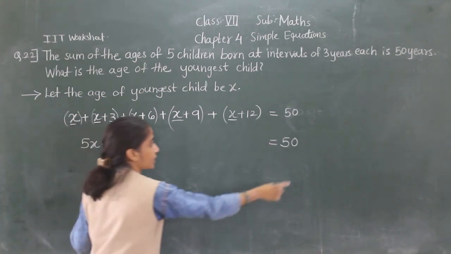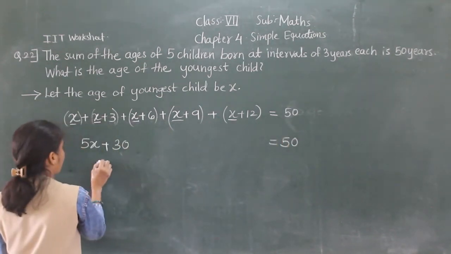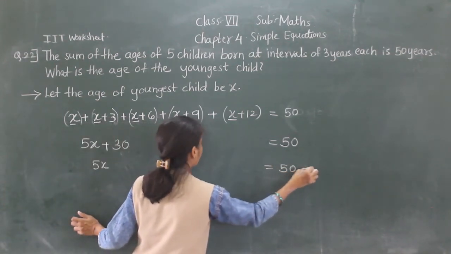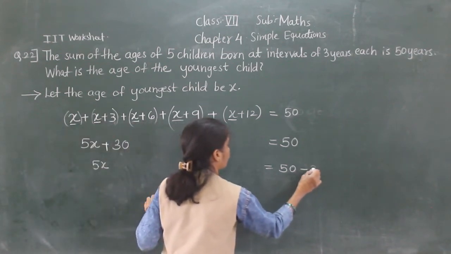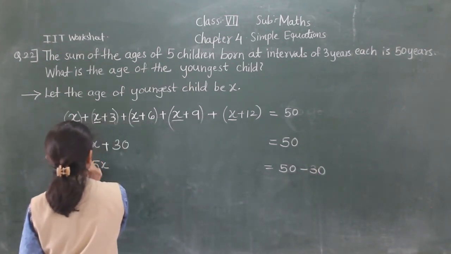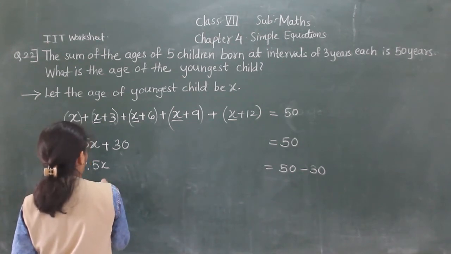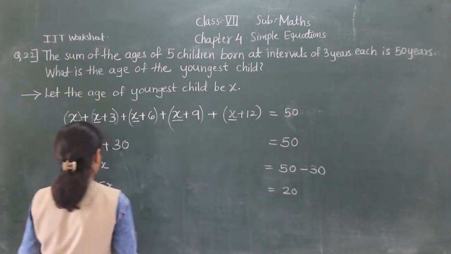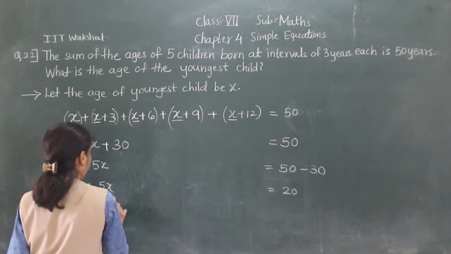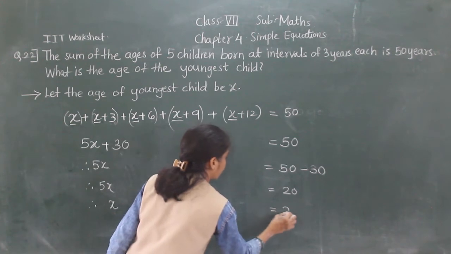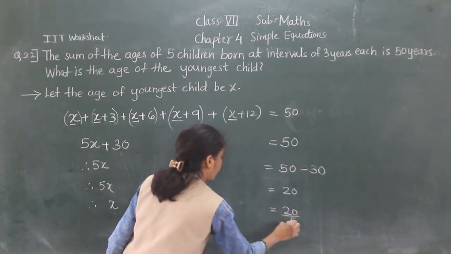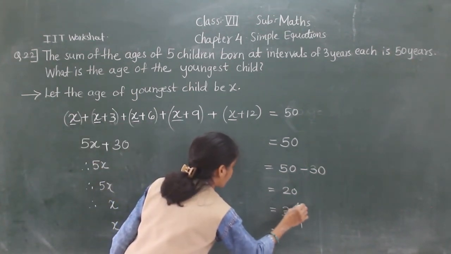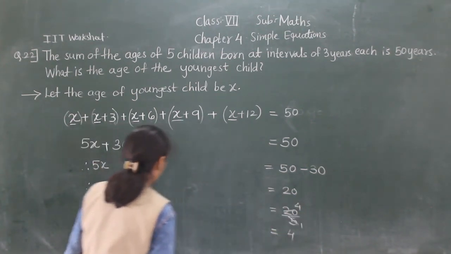It will transfer to the right hand side, then it will become minus. So 5x is equal to 50 minus 30. Therefore, 5x is equal to 20. Now 5 is multiplied here, it will transfer to the right hand side, then it will become divided. So x is equal to, 5 ones are 5, 5 fours are 20. So x is equal to 4.